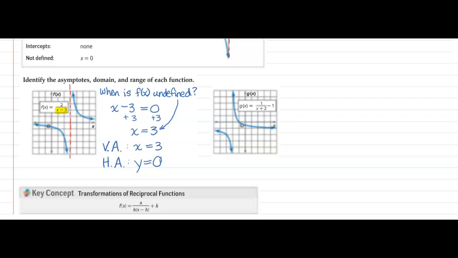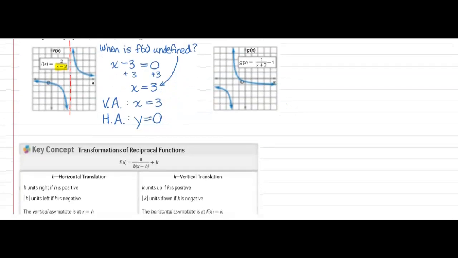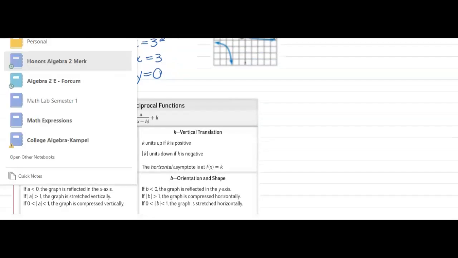Now we need to talk about the domain and the range. I'm going to add just a little bit of space here. I did not leave enough.